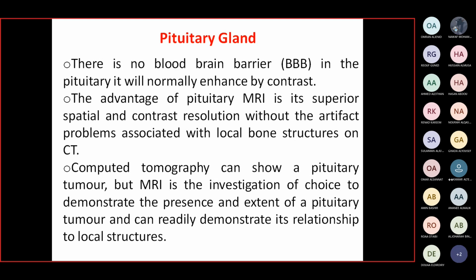Also, MRI uses no ionizing radiation, and MRI can show the neighboring structures. When we do pituitary gland MRI, you can assess the surrounding tissue: the cavernous sinus, sphenoid sinus, and suprasellar region. All these adjacent structures can be evaluated by MRI. So this makes MRI the superior modality, the investigation of choice for imaging of the pituitary gland.